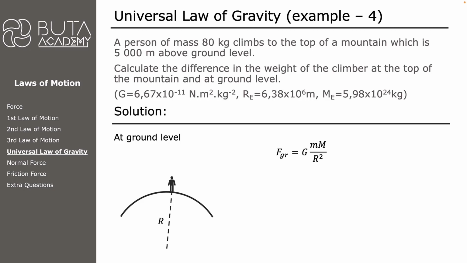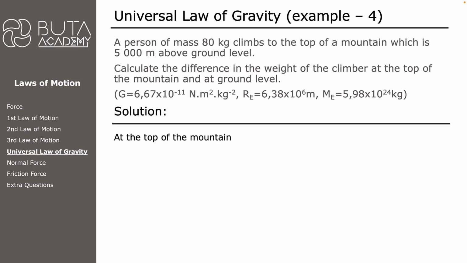Universal gravitational constant is 6.67 times 10 to the power of negative 11. Mass of the climber is 80 kgs. Mass of the Earth is 5.98 times 10 to the power of 24. And the radius of Earth is 6.38 times 10 to the power of 6. Weight of the climber on the ground level is 783.93 newtons.